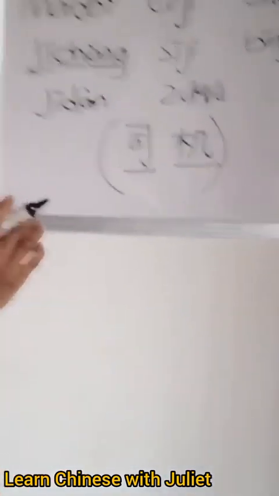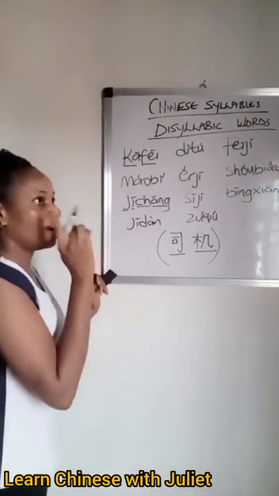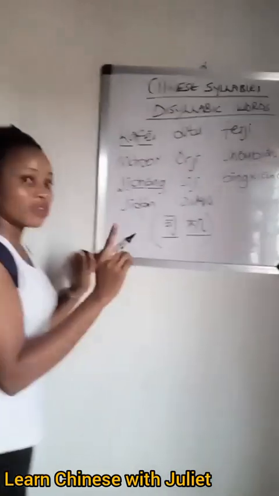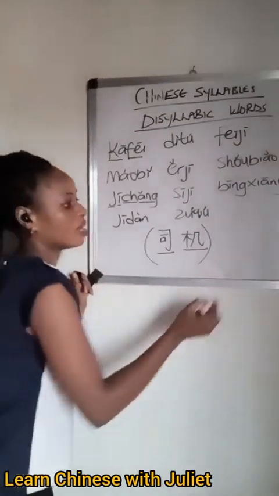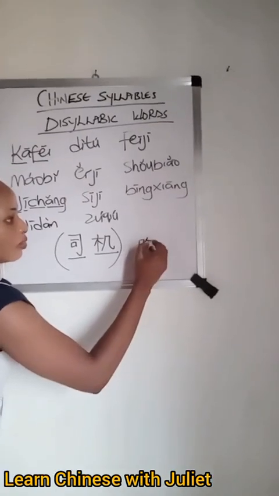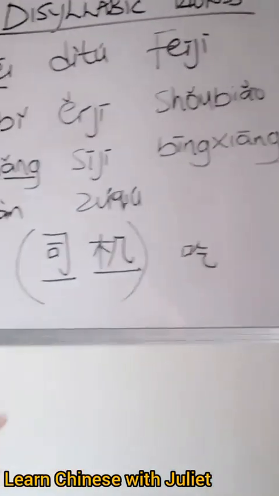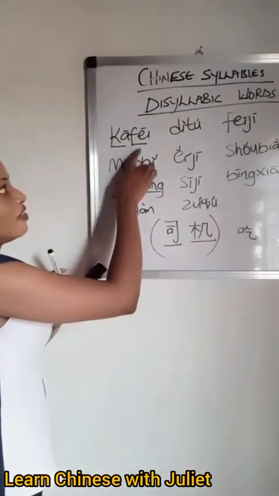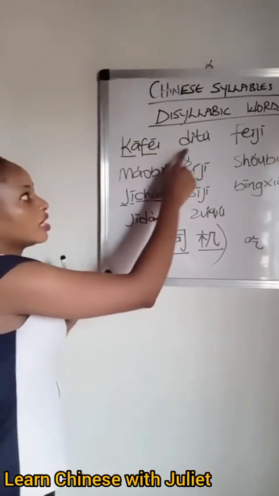Hope I'm understood. Now for the monosyllable that we did, we have one syllable, we have one character. Like the one I gave as an example, I used chi, to eat, as an example, in which we have this. Hope I'm understood. Now kafei means coffee.